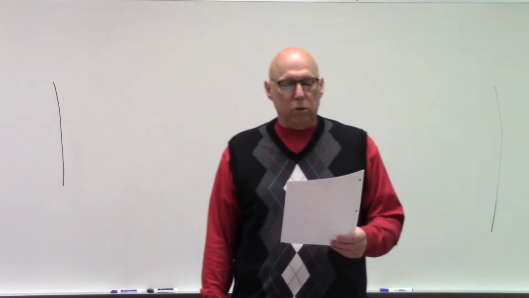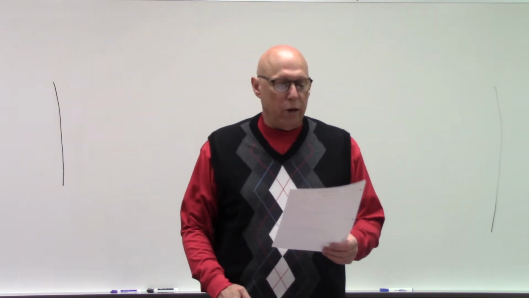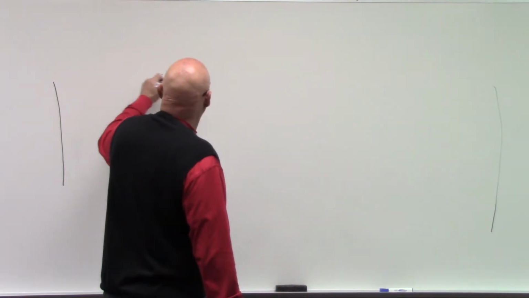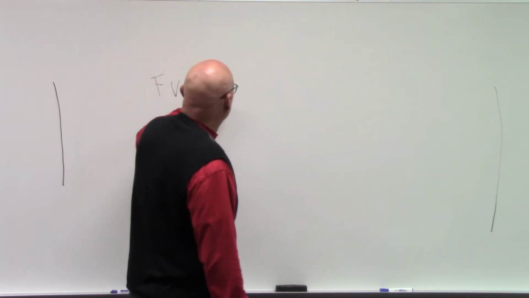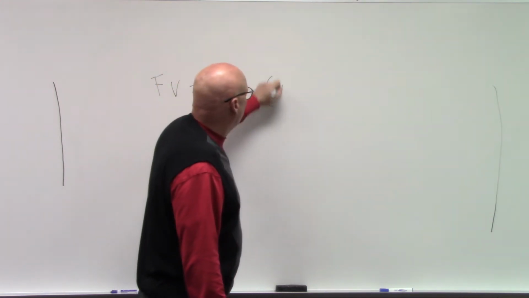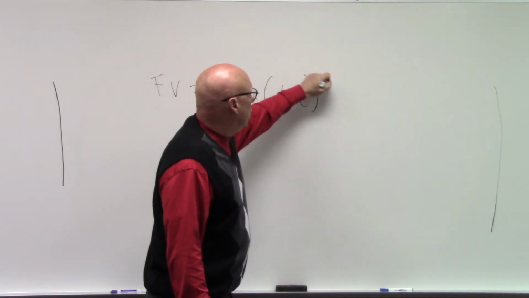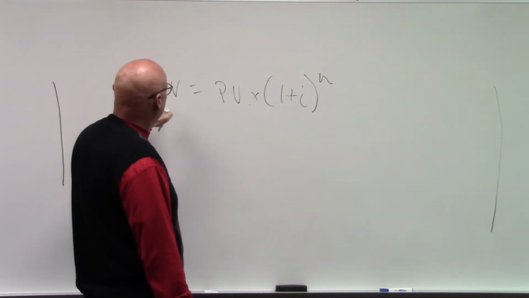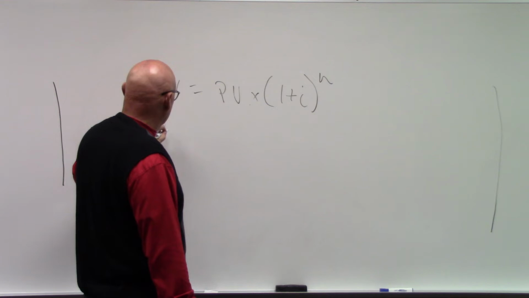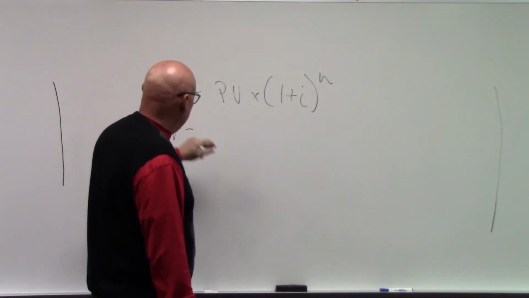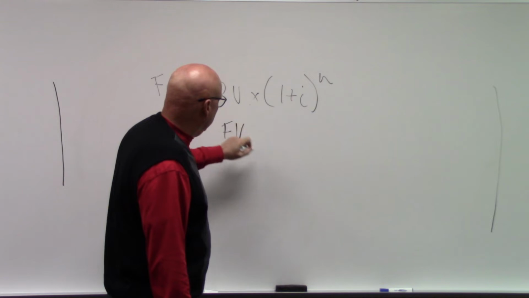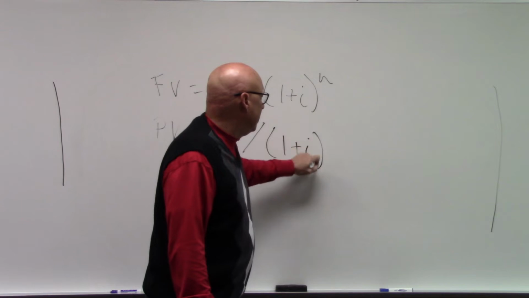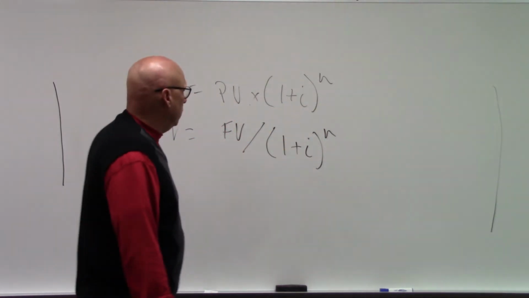List the math formula used to solve present value of a lump sum problem. So, future value equals present value times 1 plus I to the n. So, shifting present value over here to solve for present value, you get present value equals future value divided by 1 plus I to the n. There you have it.